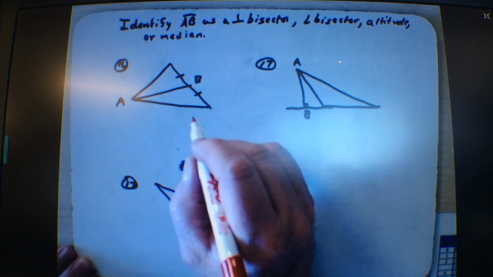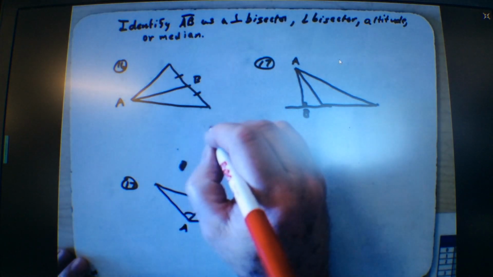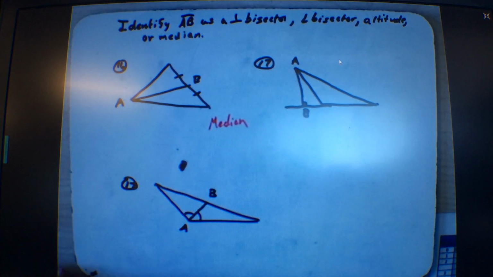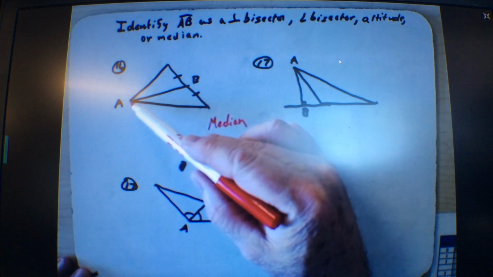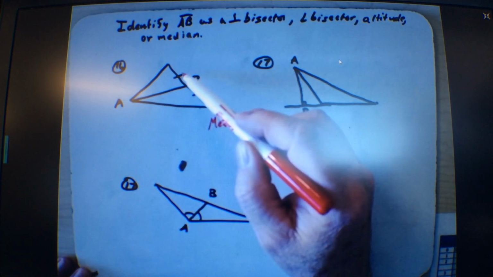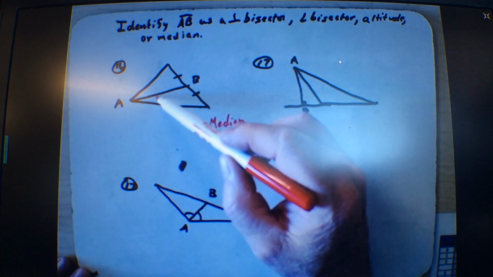It's an angle bisector. It's a median, right? It's a median because it goes from a vertex to the middle of the opposite side, and I mark that as congruent. It's not an angle bisector because I'd have to have these angles equal.